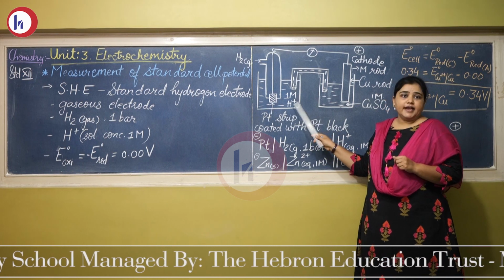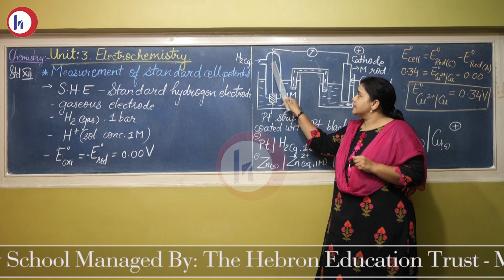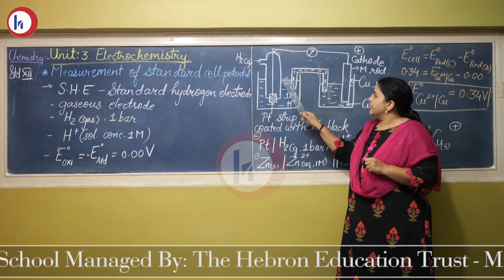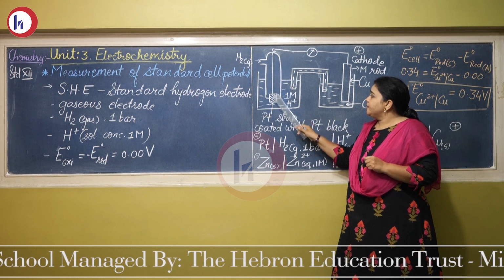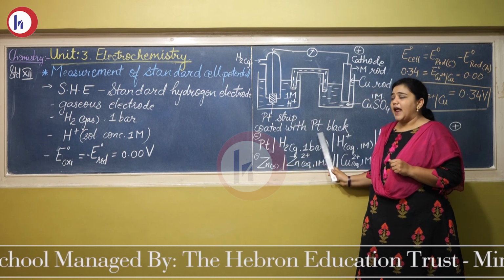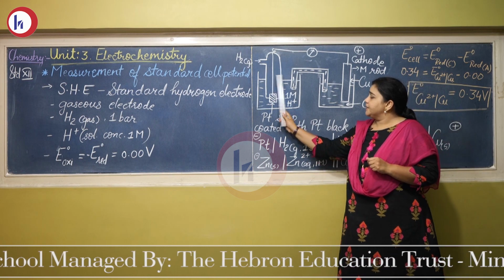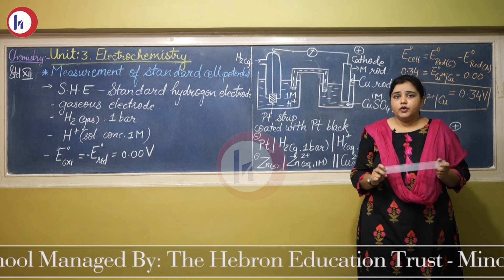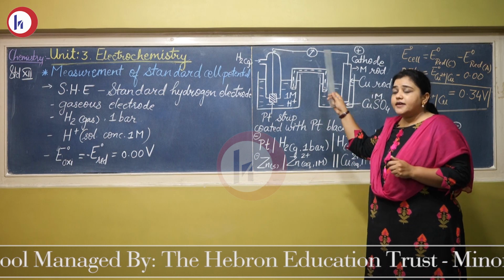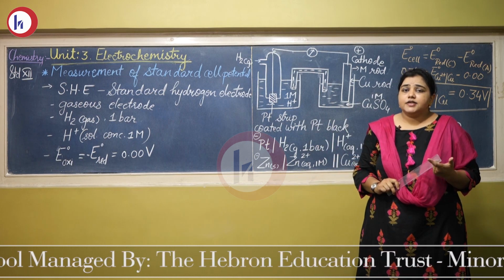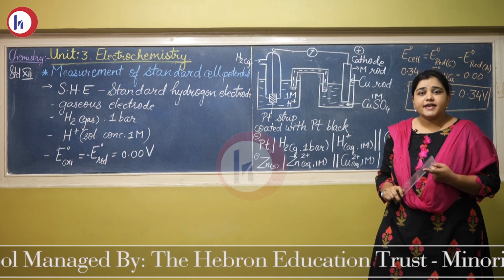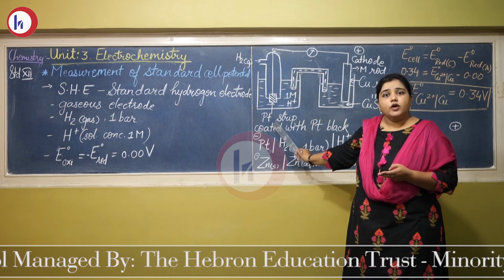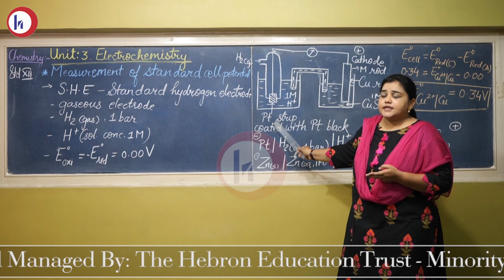It is a gaseous electrode in which hydrogen gas is bubbled in via this glass chamber, and the gaseous electrode consists of an inert platinum strip which is coated with platinum black, and it is dipped inside a solution of H plus ions whose concentration is 1 molar. Mind you students, here the entire SHE electrode works under standard conditions, and hence the pressure of hydrogen gas is 1 bar. The concentration of H plus ions that are filled in the solution is also 1 molar. For that you can take any of the acidic solutions.